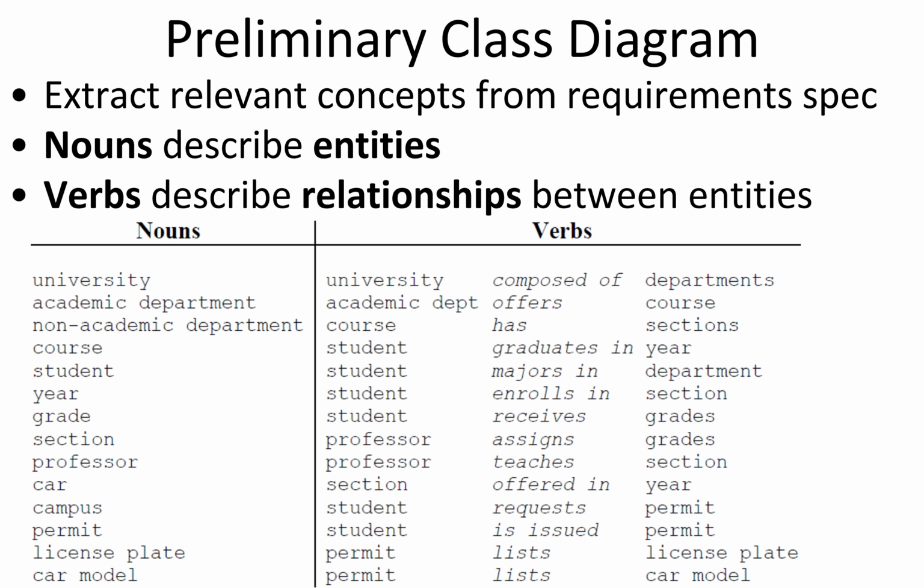So here's a preliminary catalog of the various nouns, the various verbs, and how they might relate certain nouns to certain other nouns. So a student receives grades, professor assigns grades, professor teaches sections offered in year, student requests permit. So all these nouns and all these verbs give you a clue on what the structure of the data is. Some of these might be completely irrelevant. Nonetheless, we jot them down, and some of these might be mistakes.